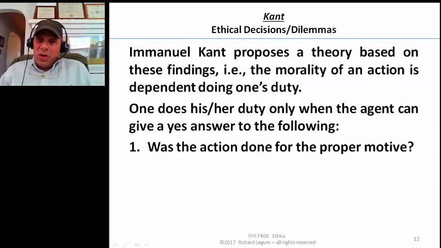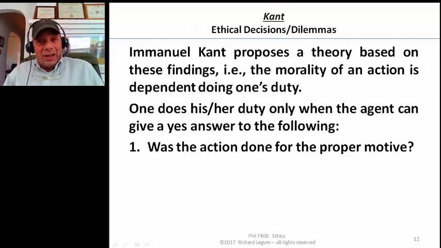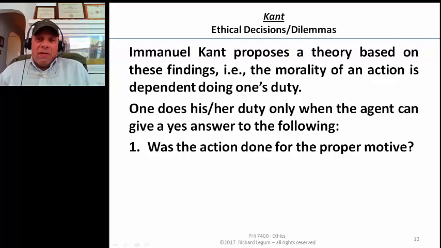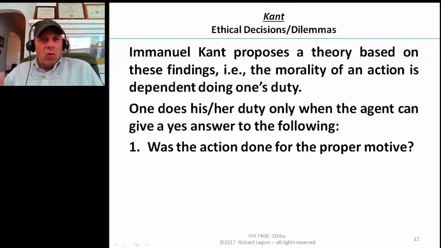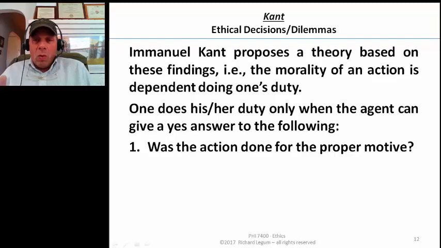The first question, critical question for Kant, something that utilitarianism, that John Stuart Mill absolutely says is not a consideration of whether the action is right or wrong. He said maybe when we're evaluating what the person does, at that point the motivation comes in. But Kant says you have to be able to say that the motive for which you're doing it, the reason which explains why you are acting in this way, was a proper motive.